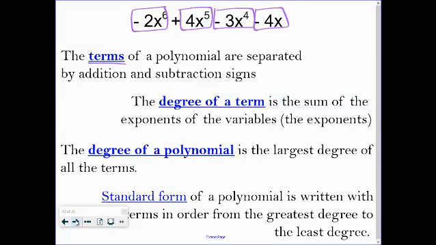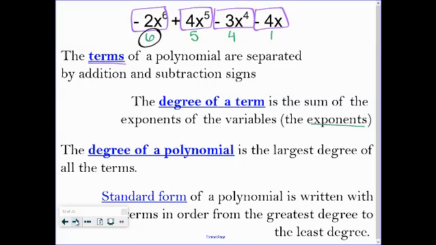The degree of a term, each term has its own degree, and it's the sum of the exponents of the variables. Most often, it's just going to be the exponents. So the degree of this term is 6. The degree of the next term is 5. The degree of this term is 4. And the degree of this term is 1. All right? Then the degree of the polynomial overall is the degree of the largest of all the terms. So in this case, 6 is the biggest of all 4 of those degrees, or all 4 of those exponents. So that's the degree of the entire polynomial.